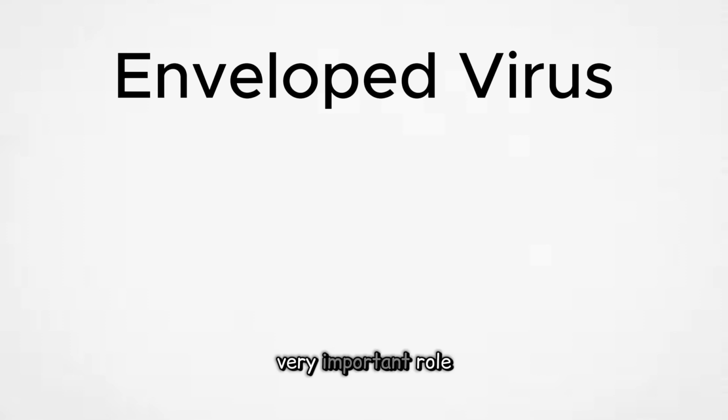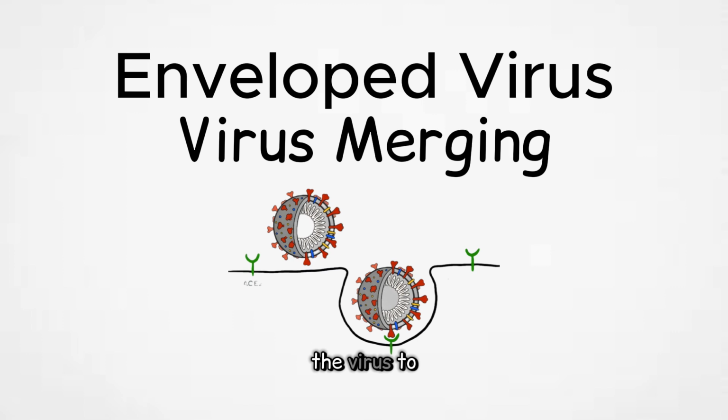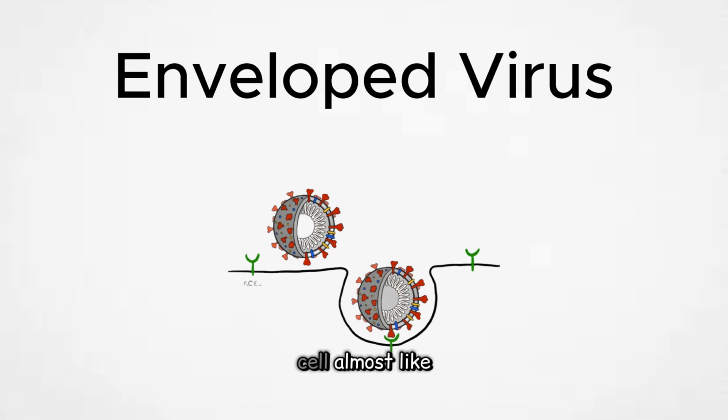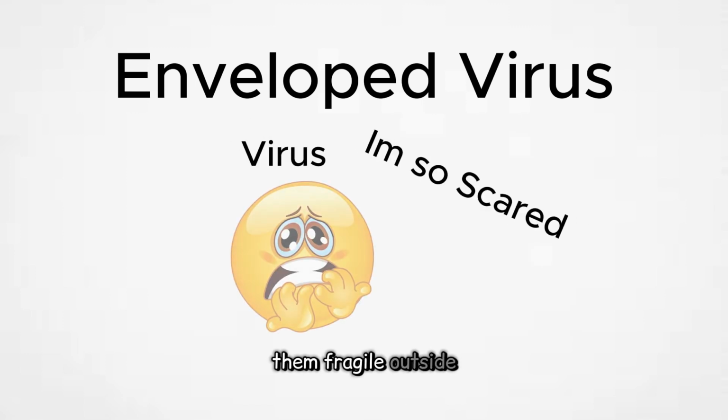It plays a very important role in helping the virus enter new cells. The envelope allows the virus to merge with the membrane of a healthy cell, almost like two bubbles fusing together, so the viral material can enter smoothly. However, this same structure also makes them fragile outside the body.